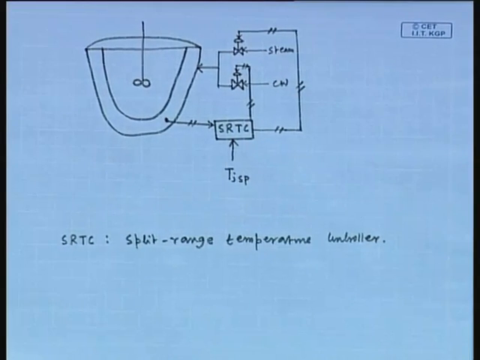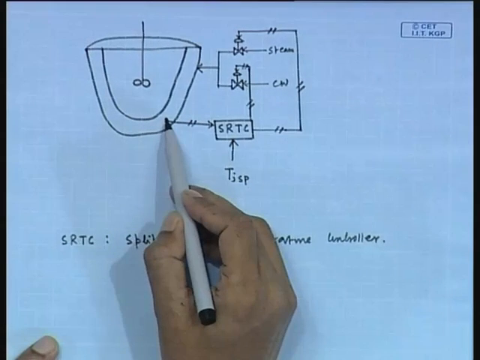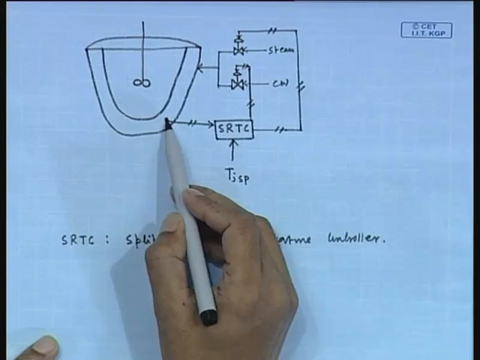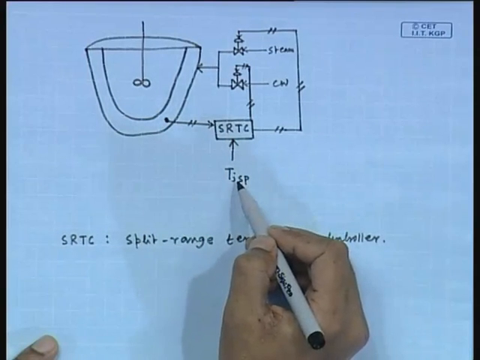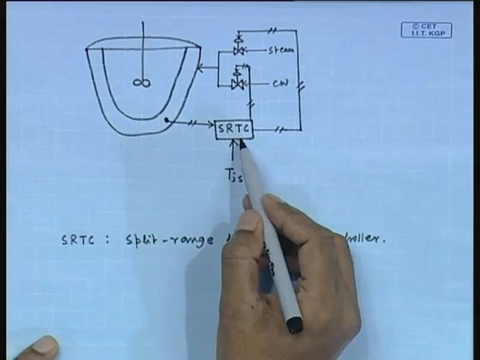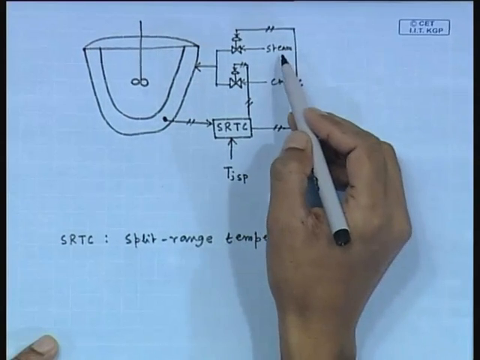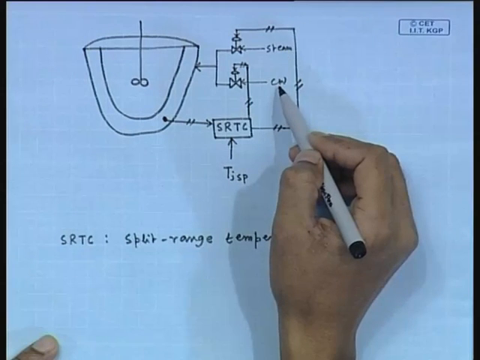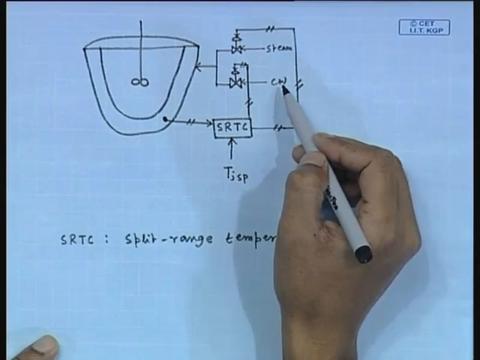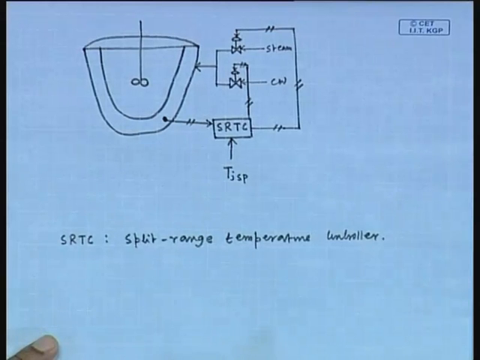Fine. So, this is the split range temperature control for a non-isothermal batch reactor. This is the jacket temperature which is measured, and the set point of the jacket temperature is also supplied to this split range controller. Then this controller manipulates both steam as well as cooling water for maintaining the temperature throughout the batch operation, which varies from 15 to 100 degrees Celsius.